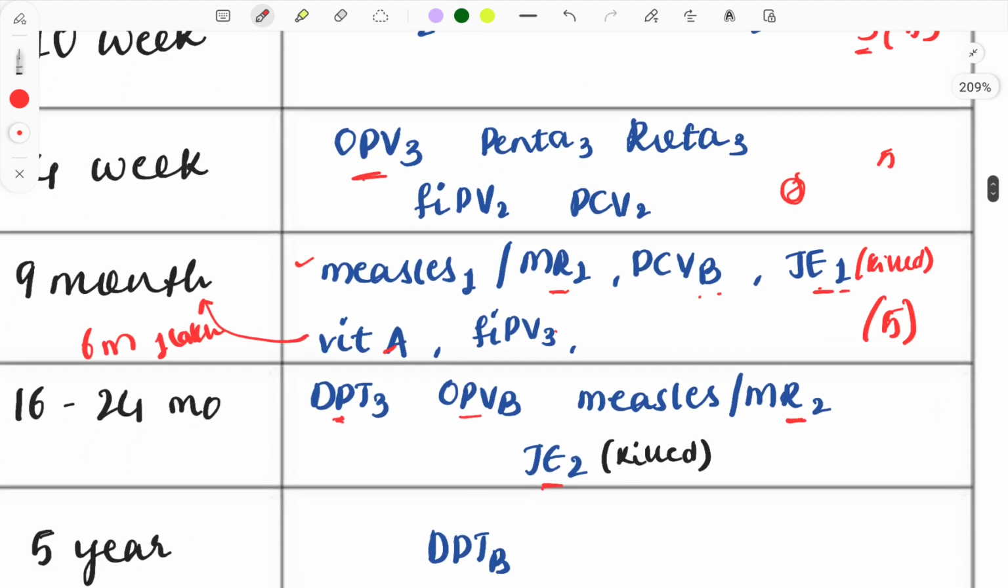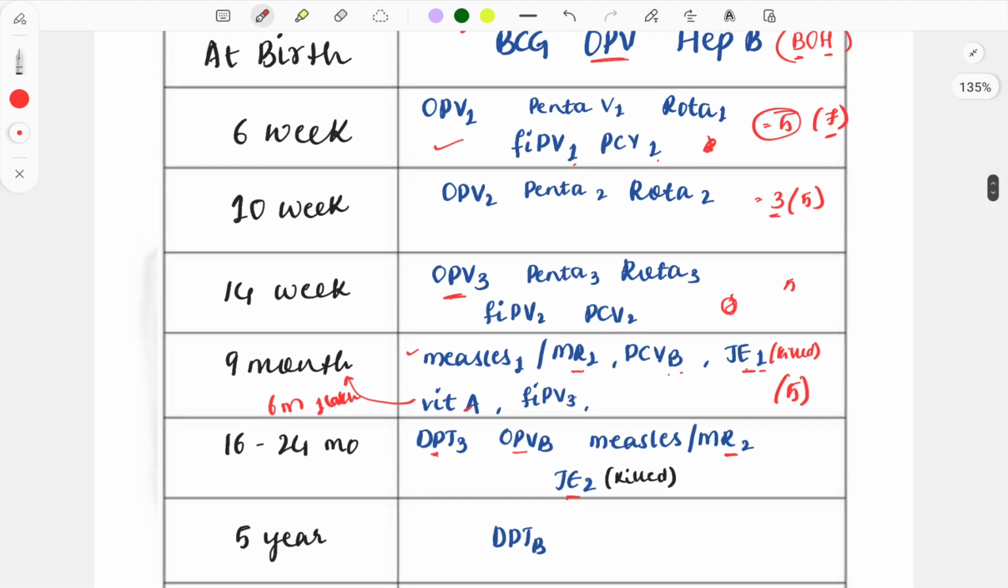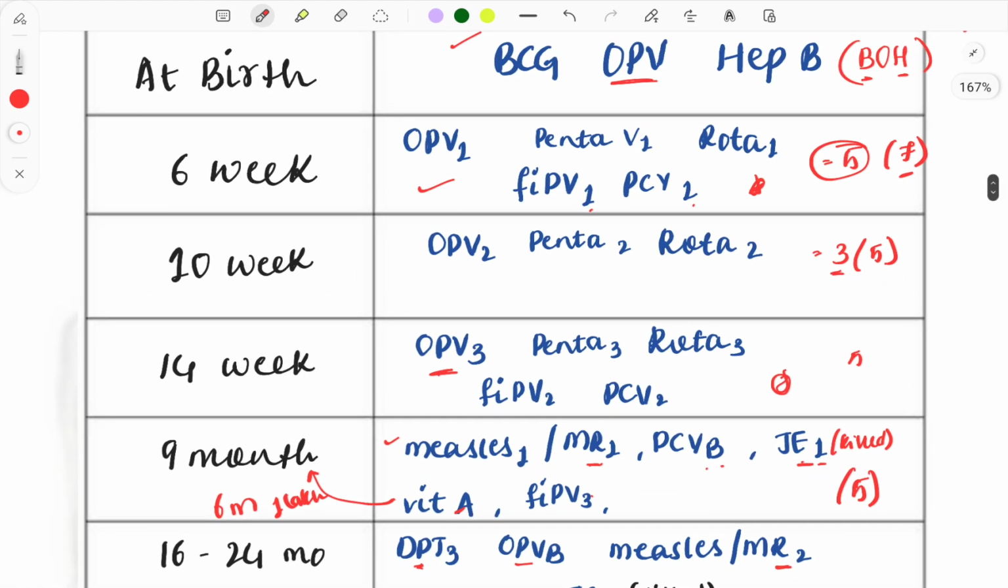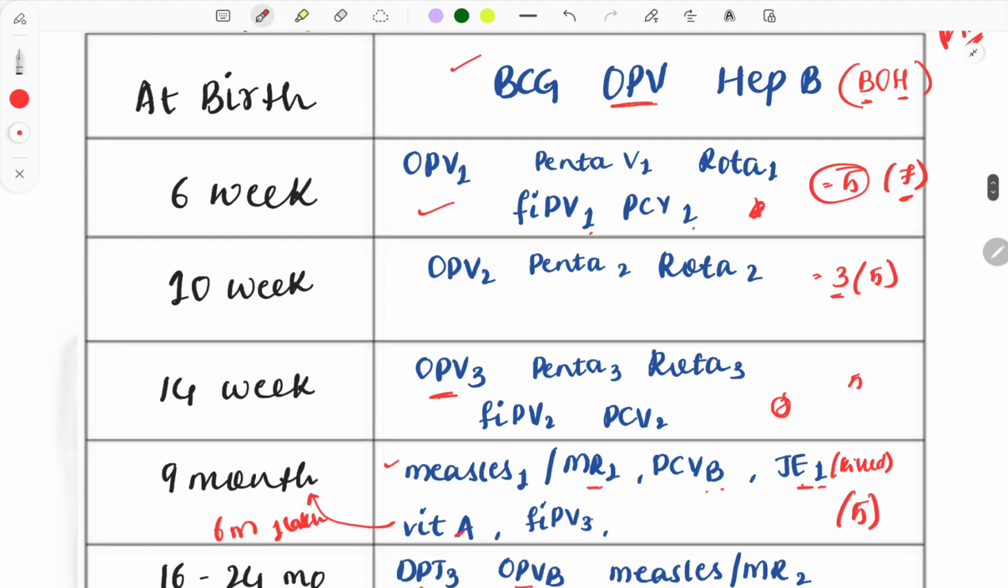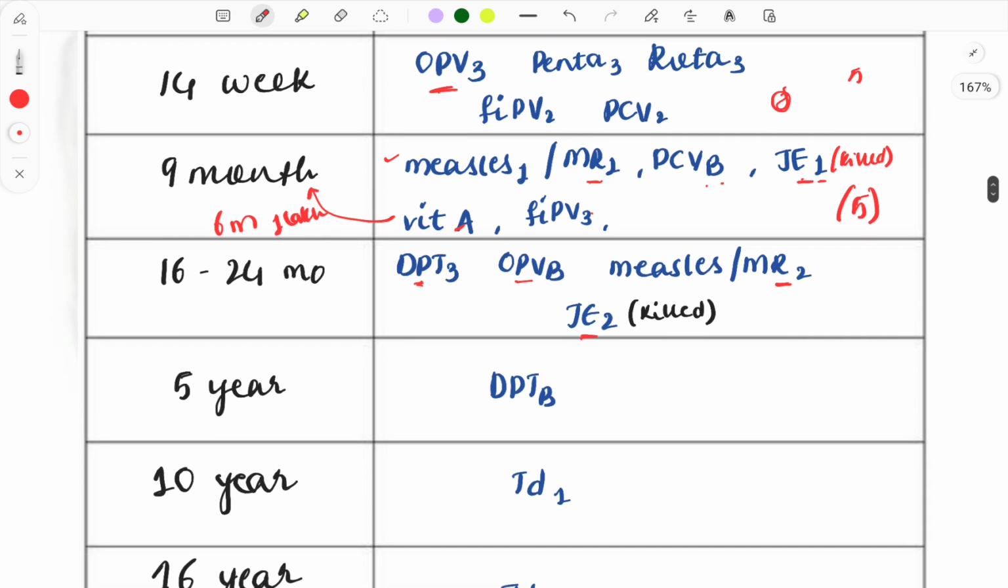Then in the 9th month we will be giving the measles and MR, then PCV, Japanese encephalitis, vitamin A, and the FIPV3. Okay, so this is the updated version, and earlier we used to give the other vaccinations, like at 6 weeks it was the 7, and we would be giving OPV, hepatitis B1, and we used to give various others also. Okay, but now it is updated, so you need to read these things.